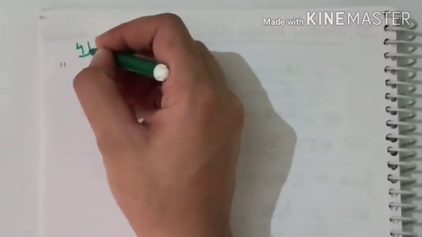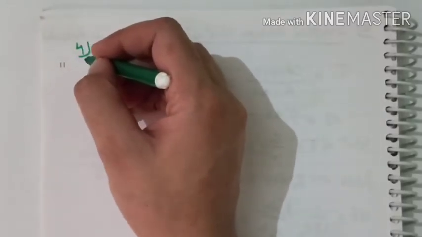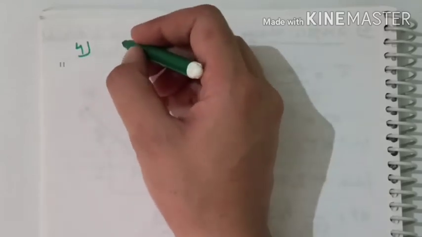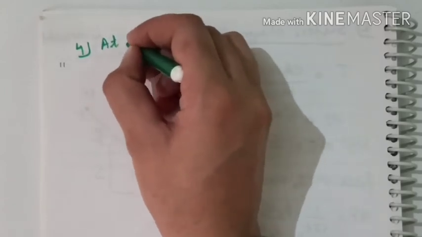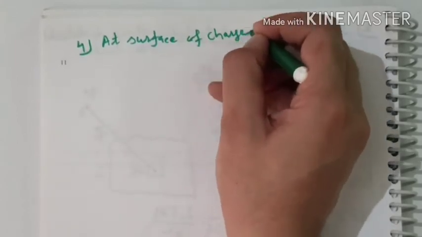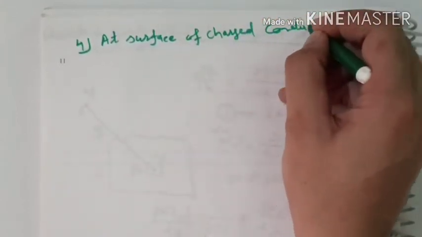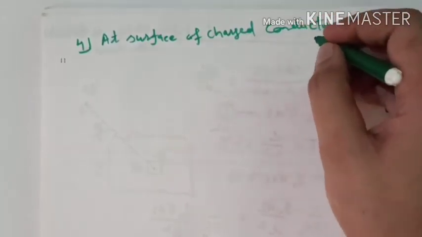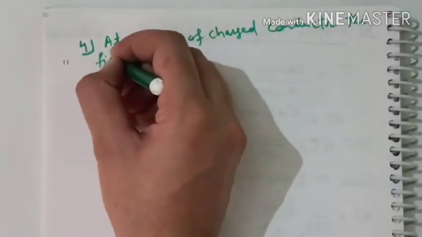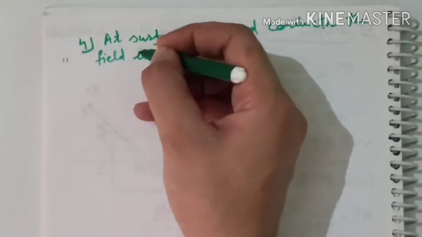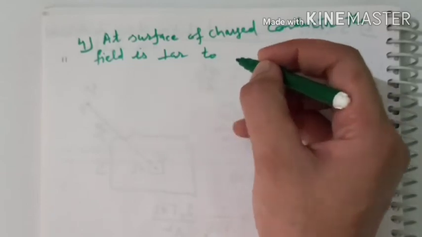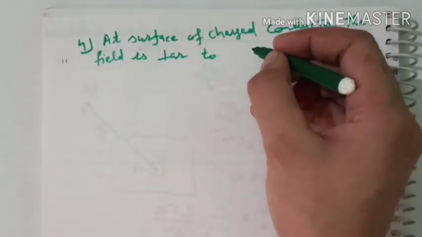Fourth property: at the surface of a charged conductor, the electrostatic field is perpendicular to the surface at every point.